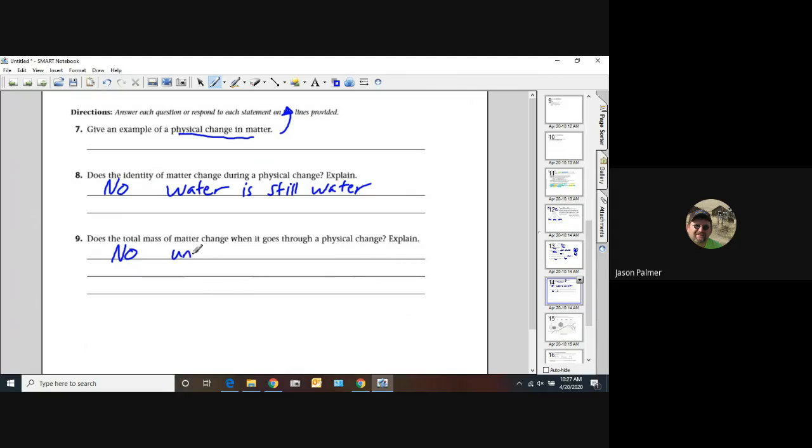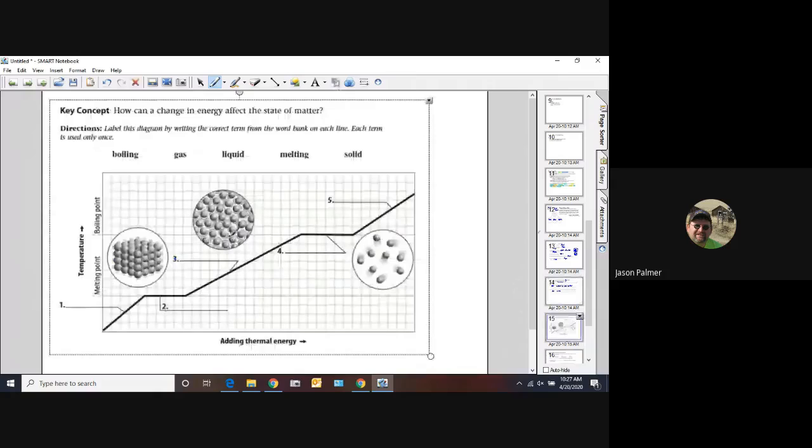Unless you're cutting like the firewood. If you're cutting it up and giving it away, then you would be losing mass because you've sold it. But most of the time, when you break wood apart, it's still there. Maybe some of it might be really small. And you should be able to fill that out.